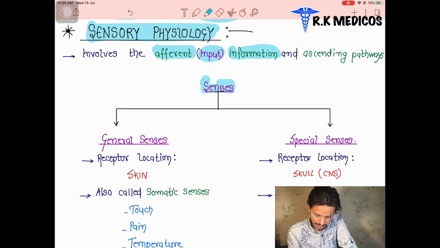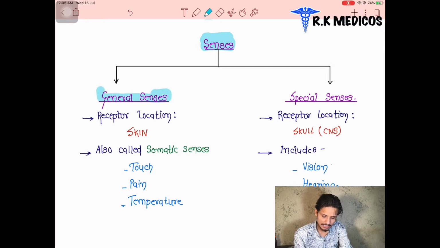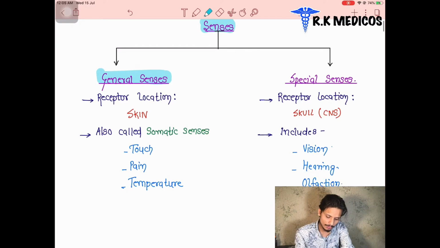Senses are represented in sensory physiology. There are two types of senses, already discussed in neuroanatomy; you can go and watch there about general senses and special senses. The general senses are based on the receptor location. Where is the receptor present? On the skin, and they are called somatic senses because they are located on the outside of our bodies.